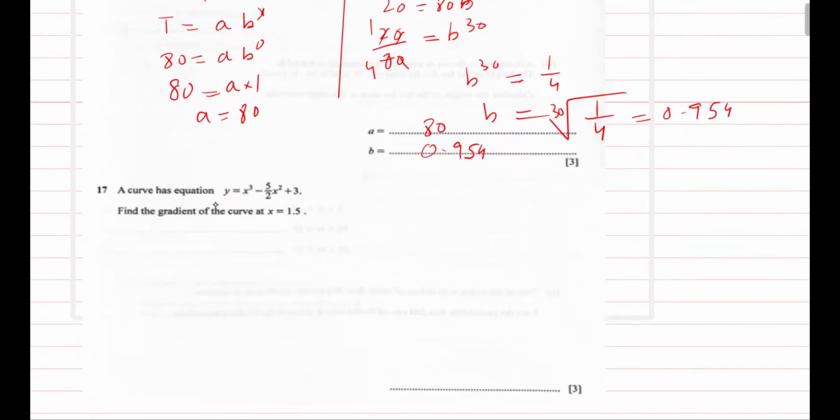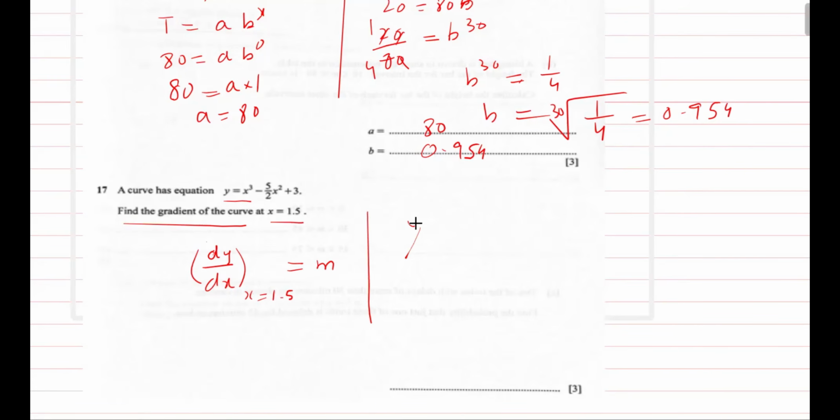Question 17. A curve has equation y equals x cubed minus 5 over 2 x squared plus 3. Find the gradient of the curve at x equals 1.5. This is the equation, and to calculate the gradient of the curve, we will take the derivative of this equation, dy over dx, and dy by dx at x equals 1.5 will be equal to m.